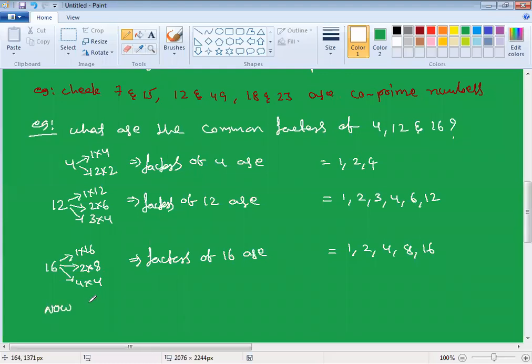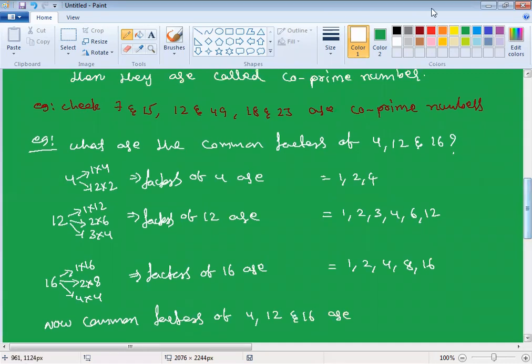Now, common factors of what numbers are given? 4, 12 and 16. Now we have to check which factors are the same in all 3. See, 1 is in 4, 1 is in 12, 1 is in 16. So 1, comma, 2 is in all three, comma, again 4: here 4, here also 4, so 4.